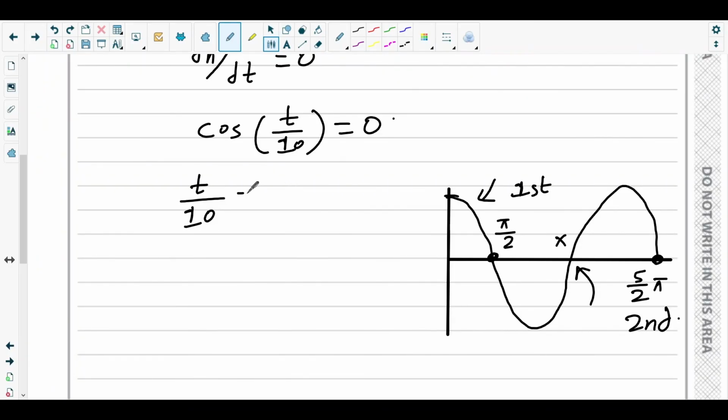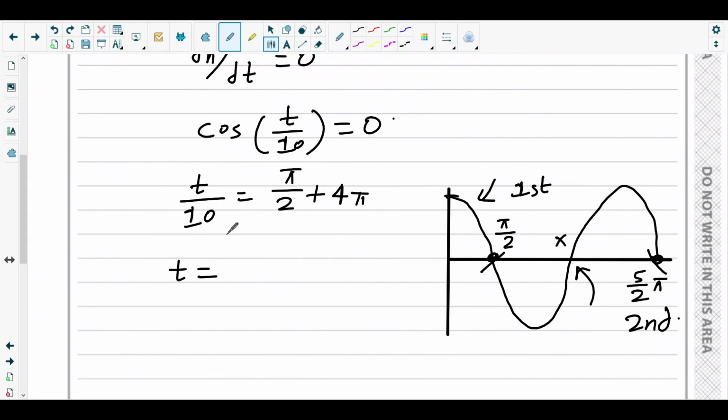That means the value of t over 10, when it is actually reaching the maximum height, is basically pi over 2 plus 4 pi. From this point to that point it is 2 pi, so again after the next 2 pi it will reach the maximum height for the third time, so that's why 4 pi. So what would be the value for t? 4.5 times 3.1416 times 10.